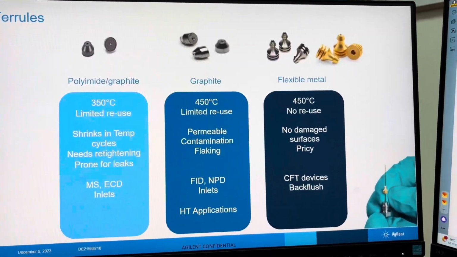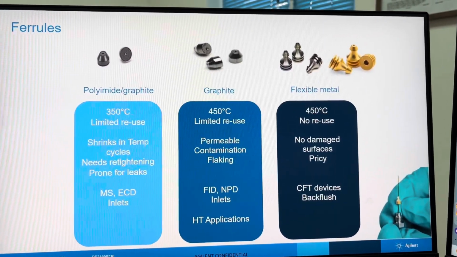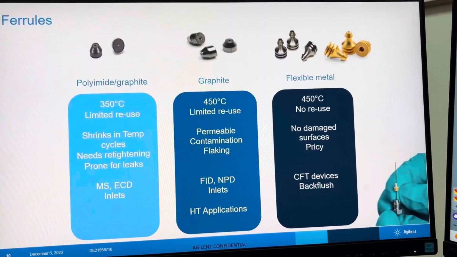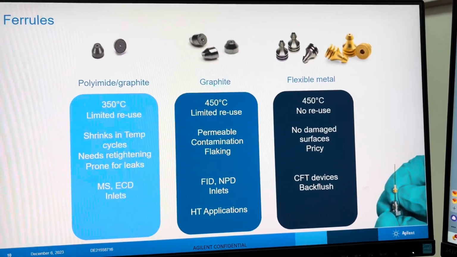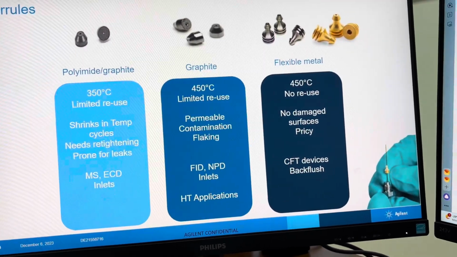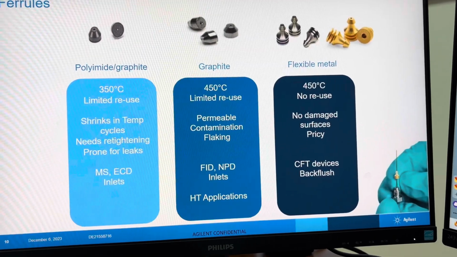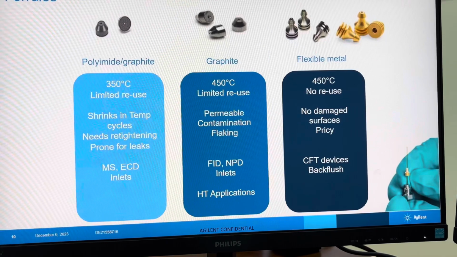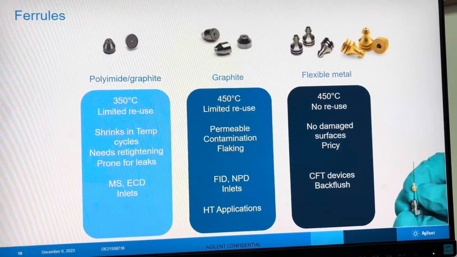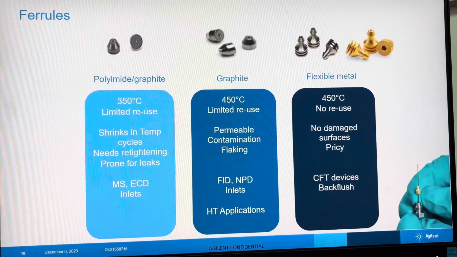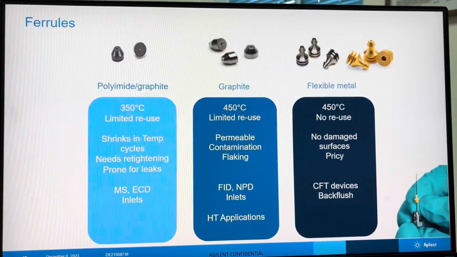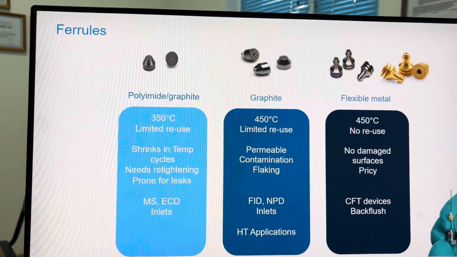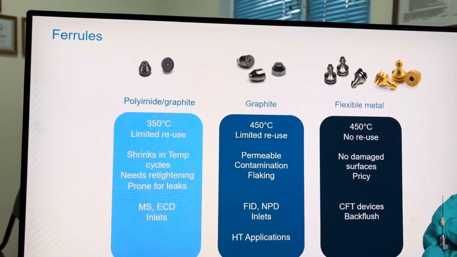During that time the temperature goes up and then comes back. That is the reason polyamide requires retightening, especially when we are using MS detectors or ECD detectors and inlets. We need to retighten it after a certain time, let's say 25 to 30 sample runs. We need to check the tightness once. Otherwise, the shrinking can hamper our result because there will be a leak, and eventually peak shape problems or response loss will happen.